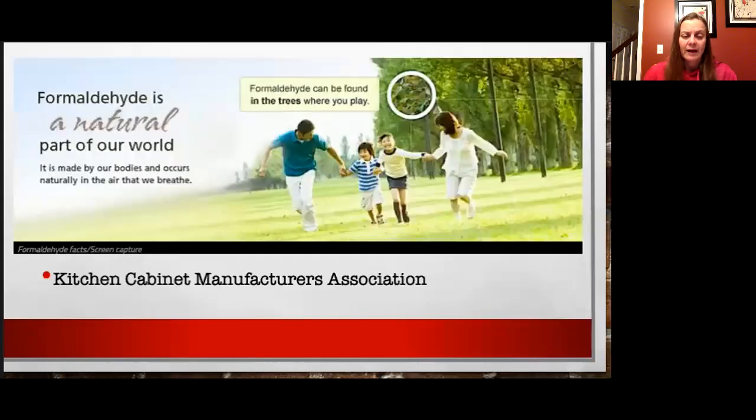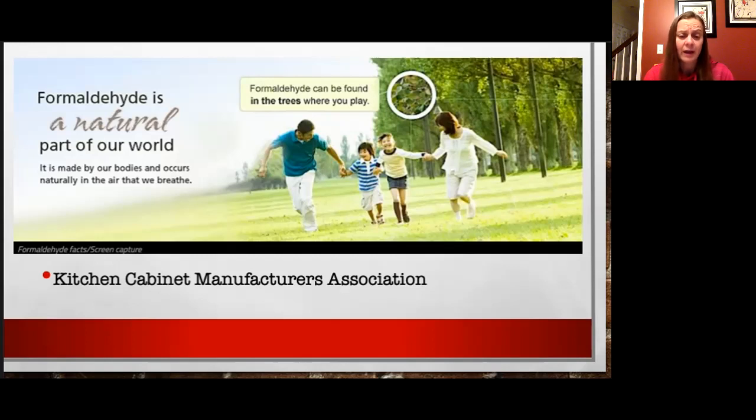Now, you'll sometimes see ads like this one. This is an ad from the Kitchen Cabinet Manufacturers Association trying to convince us that formaldehyde's not so bad. It comes from the trees in the forest. It's okay. It's a natural part of our world. Here's the problem. It's all about dose. The average indoor concentration of formaldehyde is 50 to 100 times higher than the outside amount. It only reaches dangerous levels indoors. And this is why the CDC, or Centers for Disease Control, only classifies formaldehyde as an indoor air pollutant.